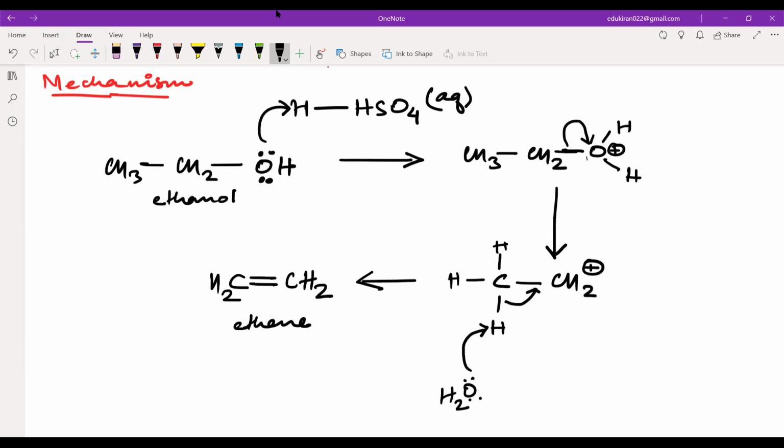Let me know if you're done. Again, there is a formation of carbocation. If there is a formation of carbocation, the order of reaction will be 3 degree the fastest, followed by 2 degree, followed by 1 degree.